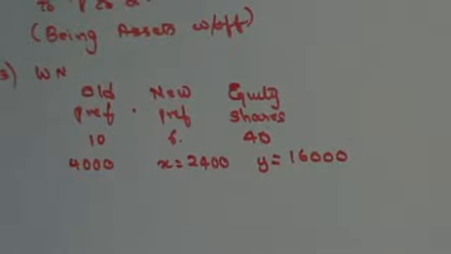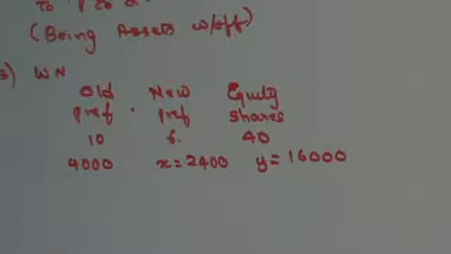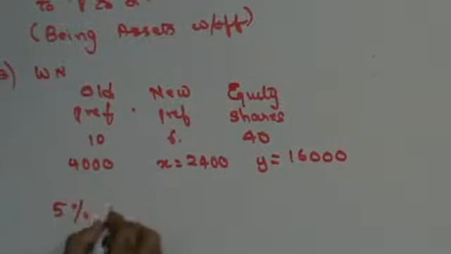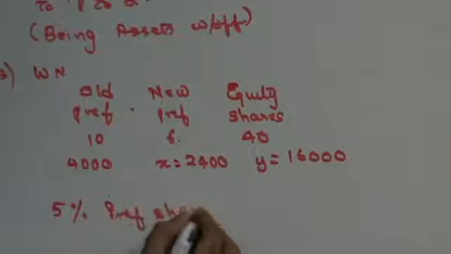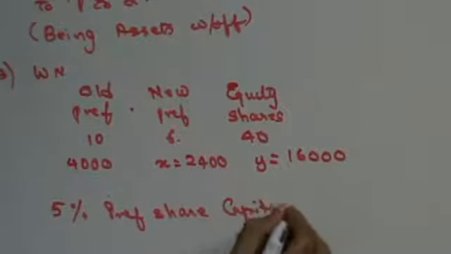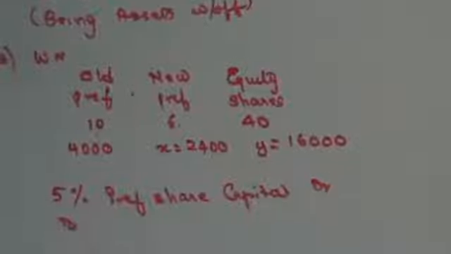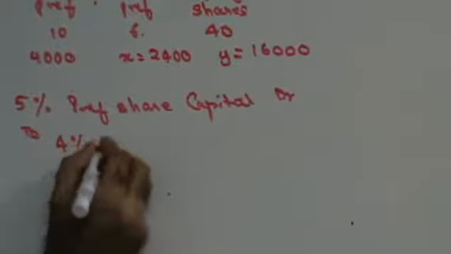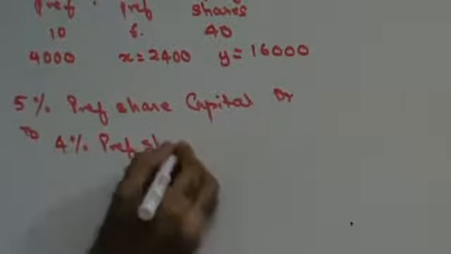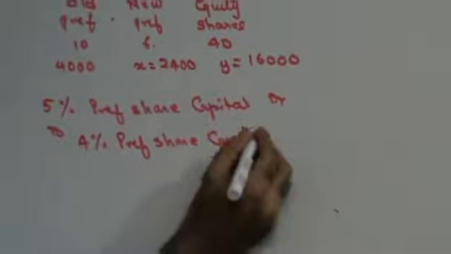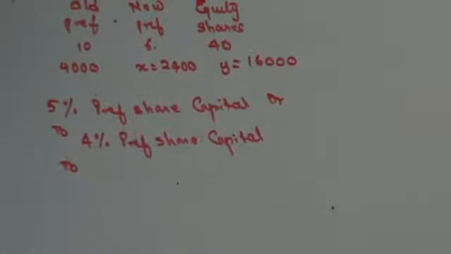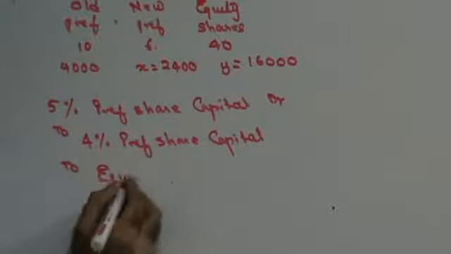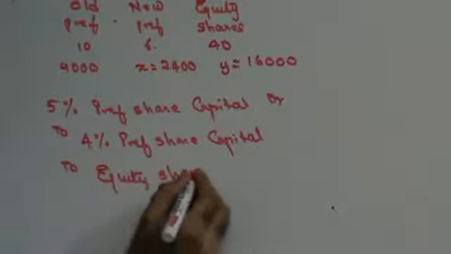Now, you are exchanging. Debit what comes in. So, your old 5% cumulative preference shares will come in. So, 5% preference share capital account debit. You are going to be issuing new preference shares, which are going to be your 4%, so to 4% preference share capital, and you are going to be issuing equity shares, to equity share capital.